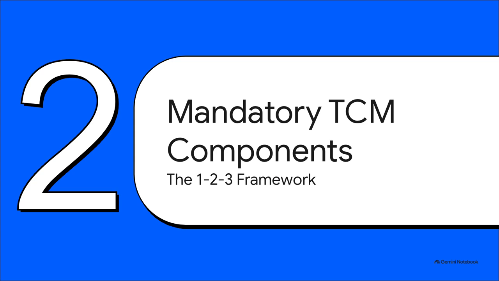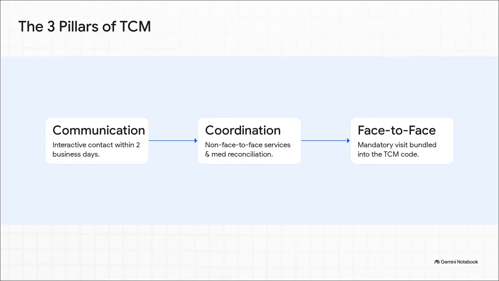Moving on to section 2, the 3 mandatory TCM components. So, these are the 3 pillars of TCM. If you miss even one, the whole structure collapses. Step 1 is an initial direct contact within 2 business days of discharge. This could be face-to-face, telephonic, or electronic communication with the patient or their caregiver. And here's a pro tip for you. If you literally can't reach them, you have to document at least 2 separate, timely but unsuccessful contact attempts to still qualify. Step 2 involves comprehensive non-face-to-face care coordination.